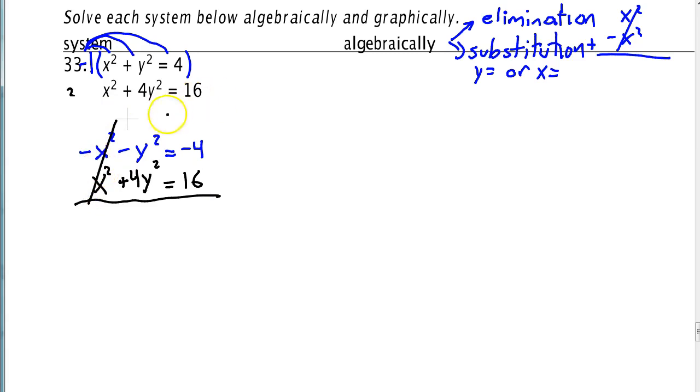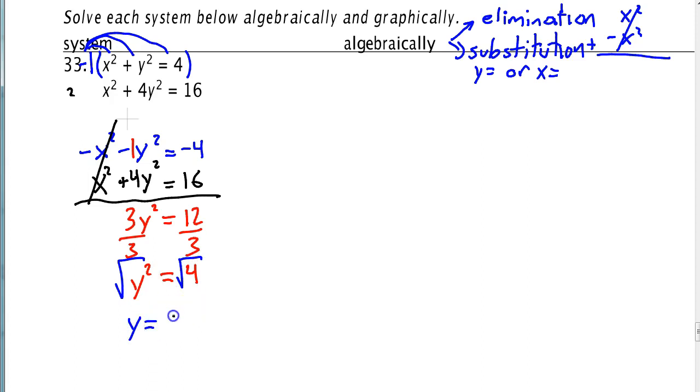It equals 0. Here I'll be left with 4 minus 1, which is just 3y squared. And 16 minus 4 is 12. Then we can divide both sides by 3. So y squared will equal 4, which means if you take the square root of both sides, y will equal plus or minus 2. We got two answers there.